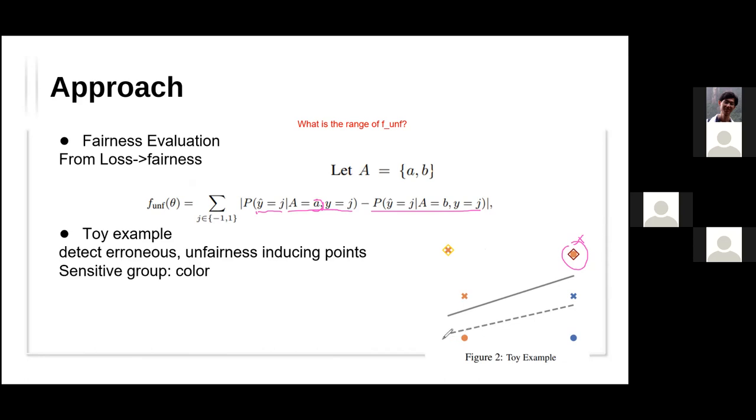So at first, the decision boundary is this dashed line, and all points are correctly classified. And later they inject these erroneous and unfairness points, and then train the model again to get this solid line decision boundary. And then they calculate the importance, the most influential points with respect to F loss and F unfairness. And the result is that if the importance measurement is F loss, then they will select this point. If the measurement is F unfairness, then it will select this point.